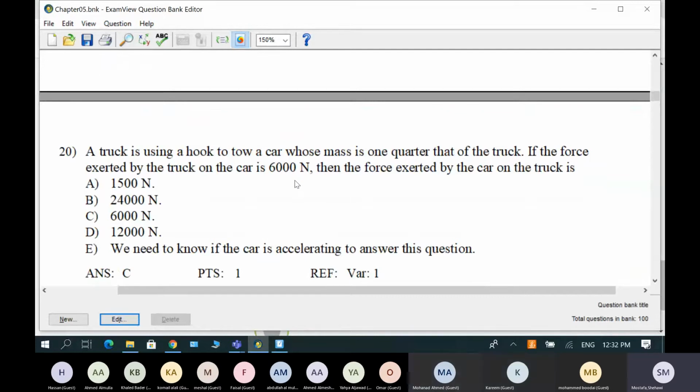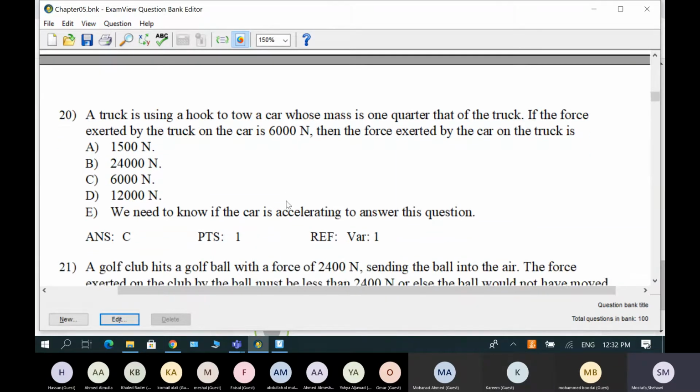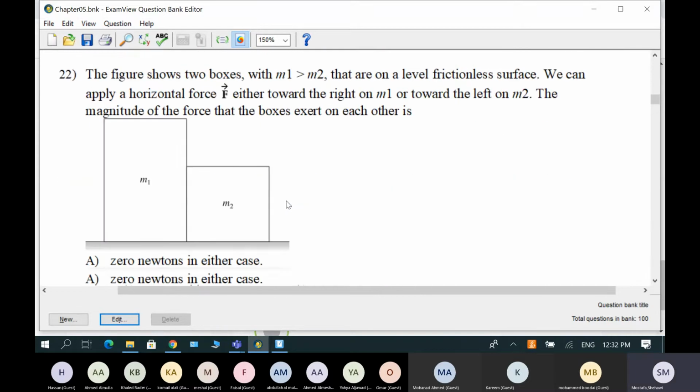Action reaction. He's telling you the mass just to manipulate you. So don't get confused by being told the mass is a quarter or half the mass. There's nothing related to the mass. It's only about the action and reaction force. So let's go for question 22.